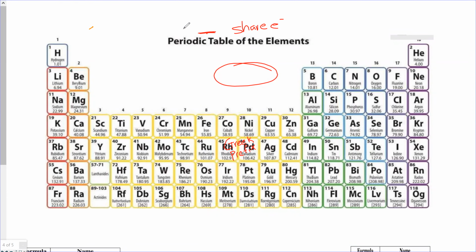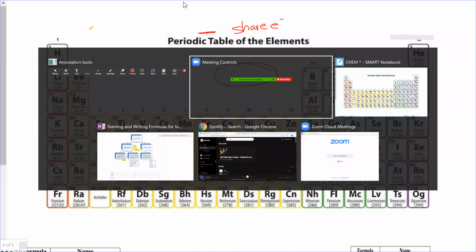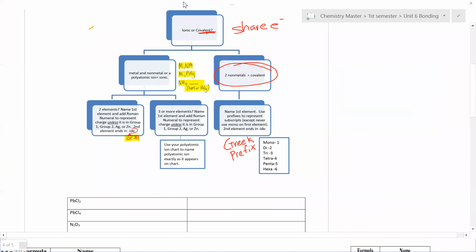So remember, there's a staircase that's kind of right here. Now we're dealing with, look how small this side of the table is. We're just dealing with this side of the table, super small. So this is covalent, when you have two nonmetals.